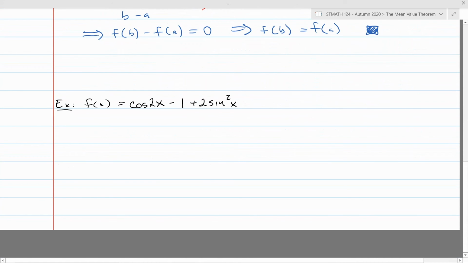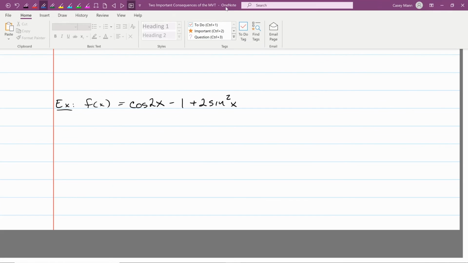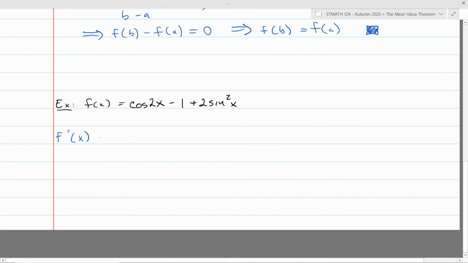Look at this function here, cosine of (2x) minus 1 plus 2 sine squared of x. I'm going to compute the derivative of it. f prime of x is, the derivative of cosine of 2x would be negative sine. That's the derivative of the cosine function of 2x. But then I've got to multiply times the derivative of the inside function, which is 2.